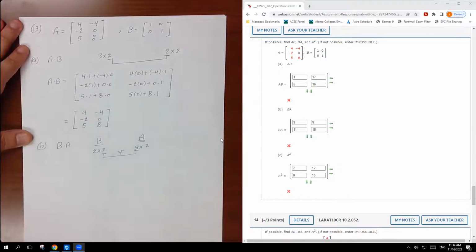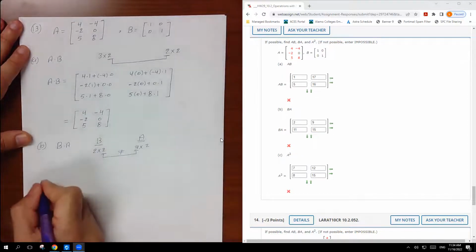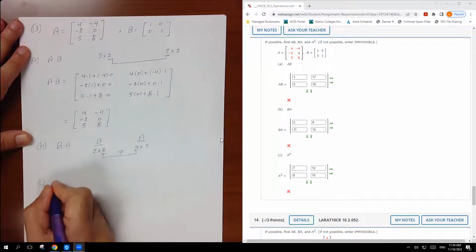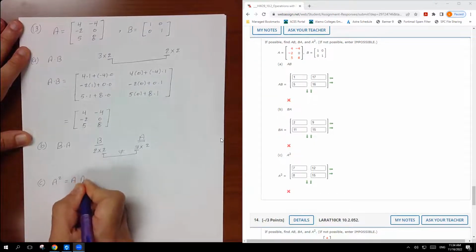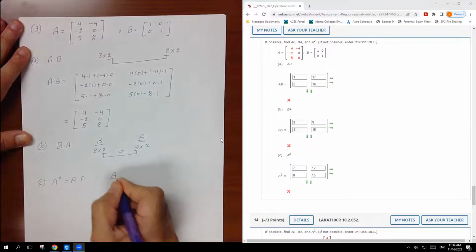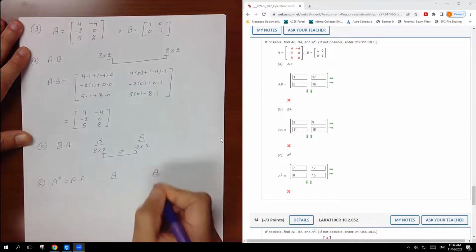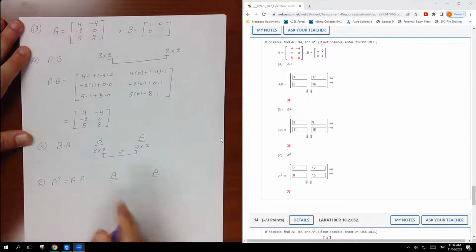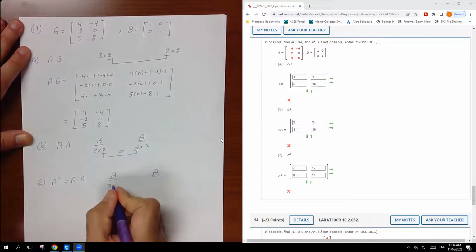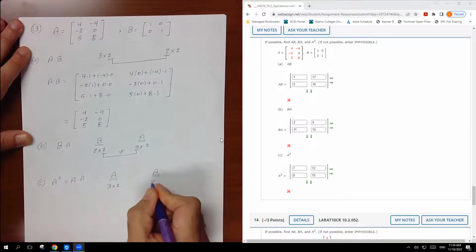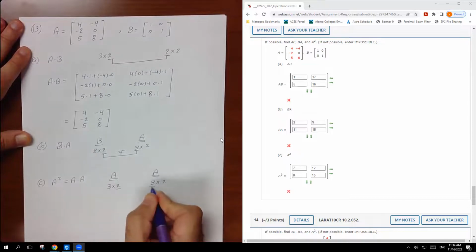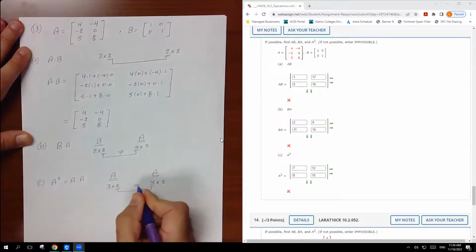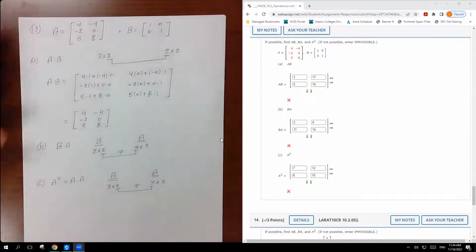For the C, they ask you to find A squared, which is equal to A times A. So I'm going to write down A here, and here is the matrix A. The dimension for the matrix A is 3 times 2. The dimension for the matrix A is also 3 times 2. Let's check these two numbers. They are different numbers, so we can do the multiplication.